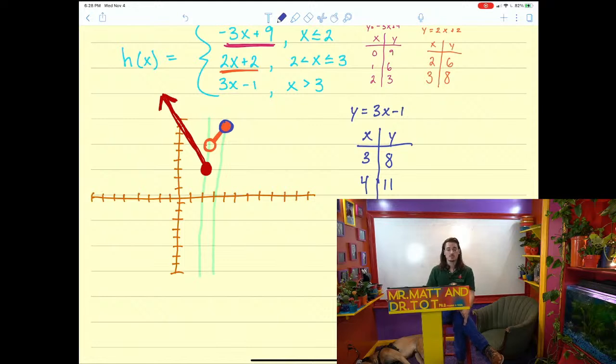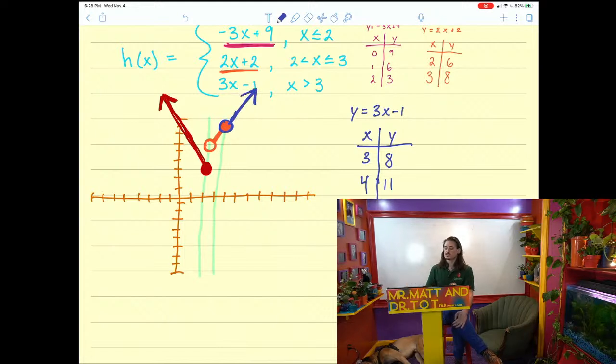At x equals 3, we're going to have a hollow dot at y is equal to 8. At x is equal to 4, the function is going to obtain a value of 11. So we're going to be about right here. And then at 5, we're at 14. So we'll be about up here. So we have a function that's looking like this.